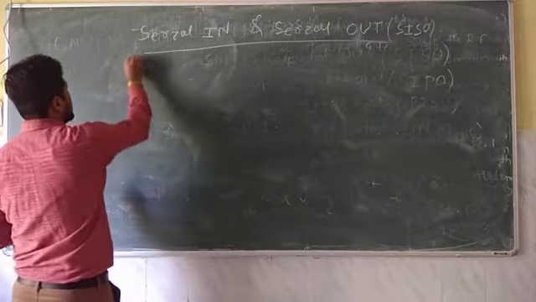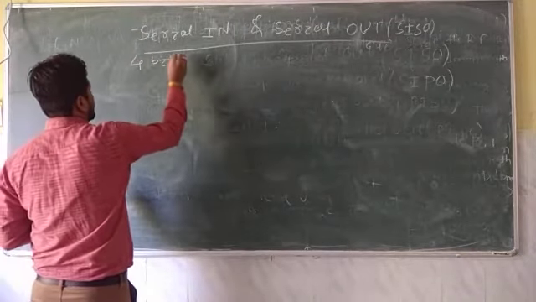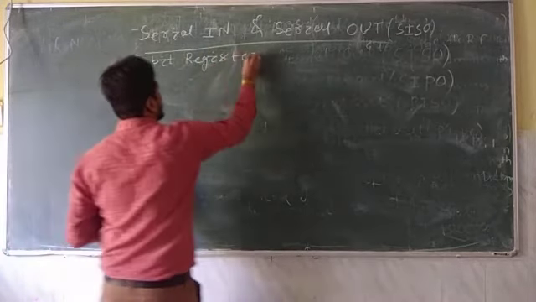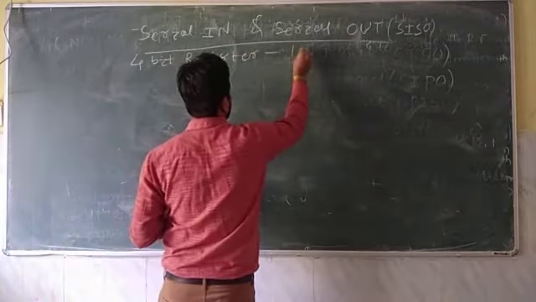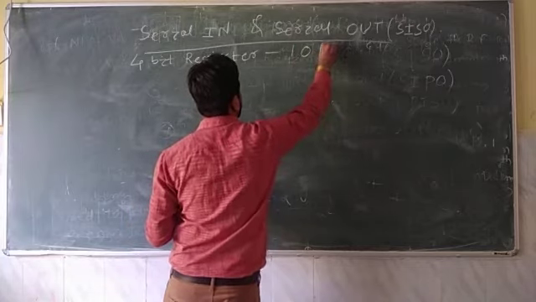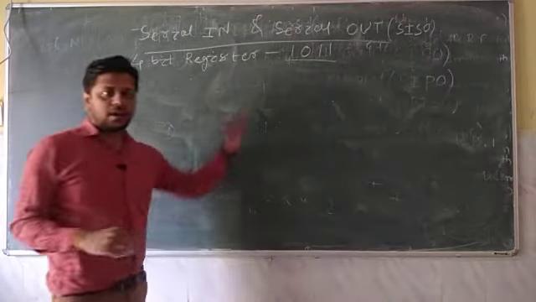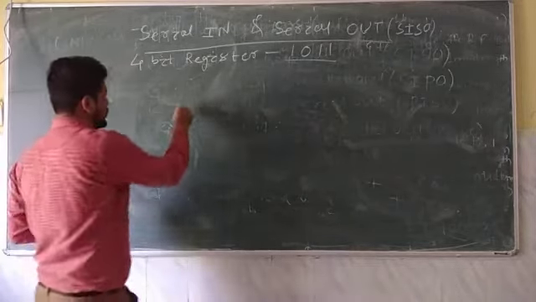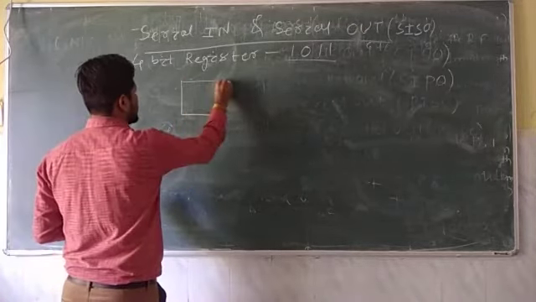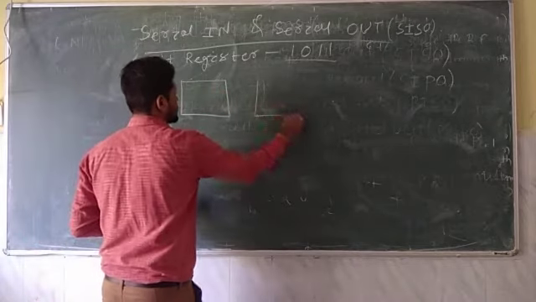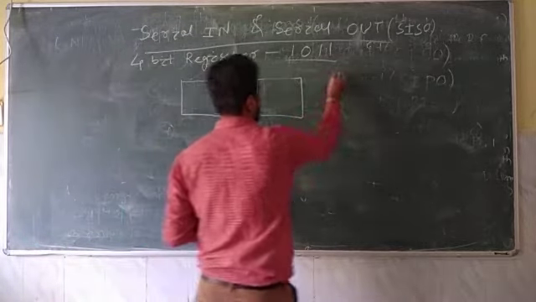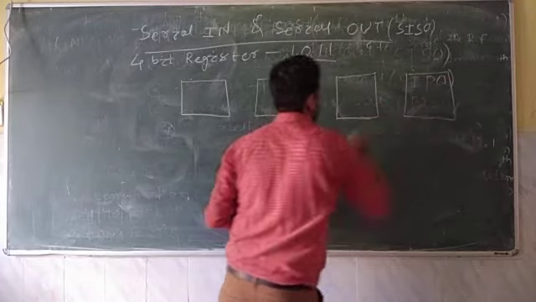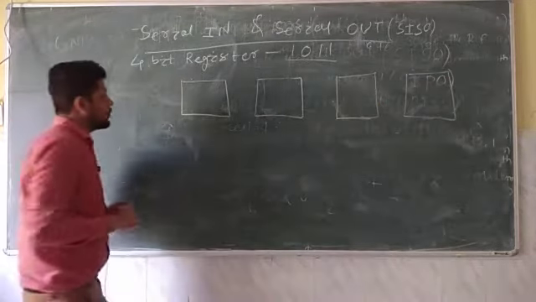So I want to design here a 4-bit register. Suppose I want to store 1 0 1 1. This is my data which I would like to store. How many bits are involved? 1 0 1 1. So for that purpose, first of all, you need 4 flip-flops. This is how I put the 4 flip-flops.